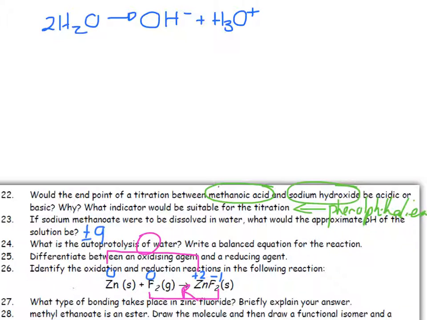Number 27. What type of bonding takes place in zinc fluoride? It is a metal and a non-metal, and a metal and a non-metal is going to land up being an ionic bond. You don't have to worry too much about the electronegativity difference. The metal non-metal is probably good enough. You could have worked on the electronegativity difference as well.